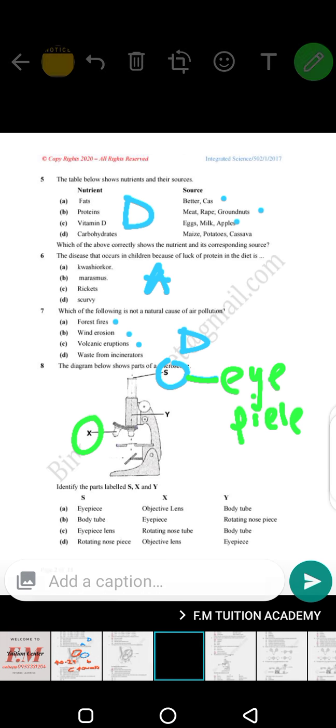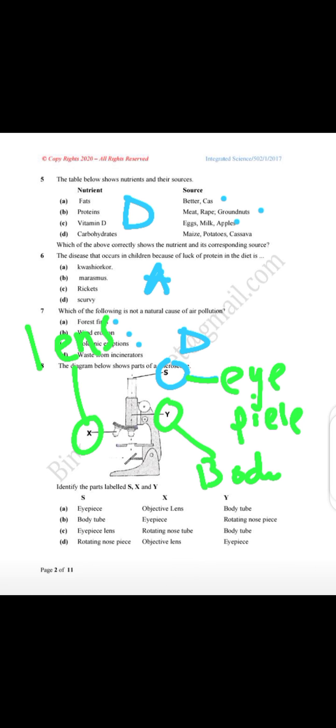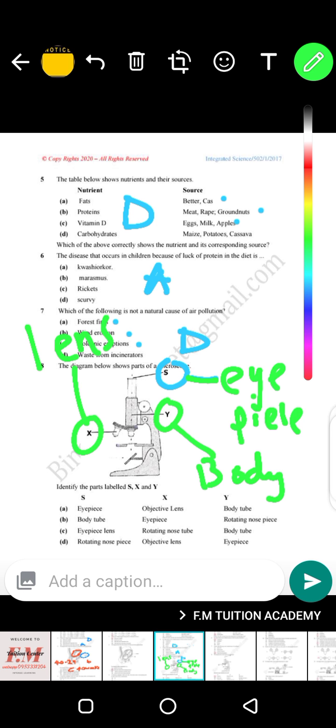And then the X is the lens. These are lenses that you know. And then Y is a body tube. Okay, these are the parts. Body tube. So the answer here is actually A. So for question 8, the answer is A, guys. Okay, so those are the parts. That's the eyepiece. That is the objective lens, and so on. So the answer is A.